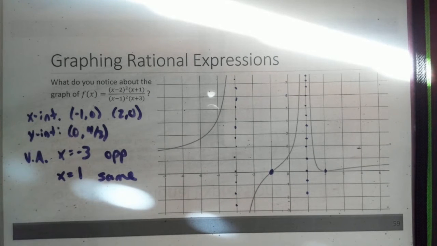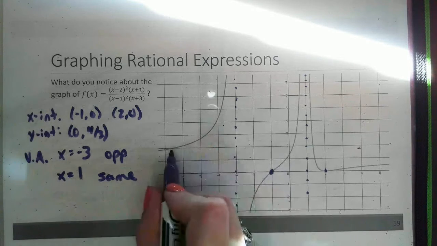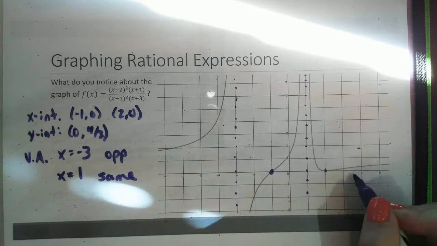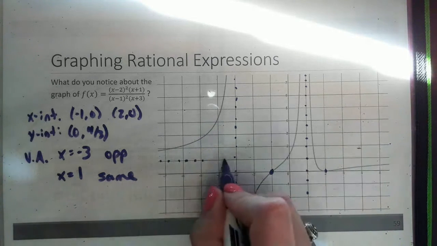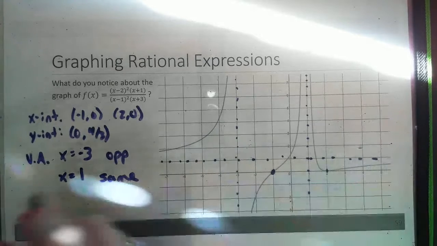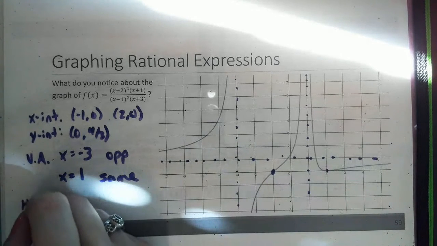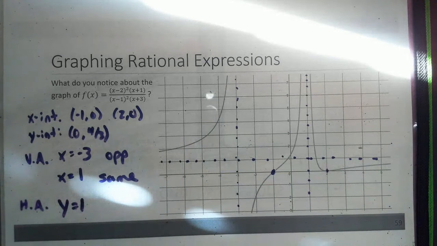It's also kind of hard to tell, but if we were to follow this graph out really, really far to the left and really, really far to the right, it looks like we're coming down past 2, but we're coming up towards 1 on this side. So it looks like we might have a horizontal asymptote here at y equals 1. It's hard to tell because we aren't going out far enough, but that's kind of what it looks like.